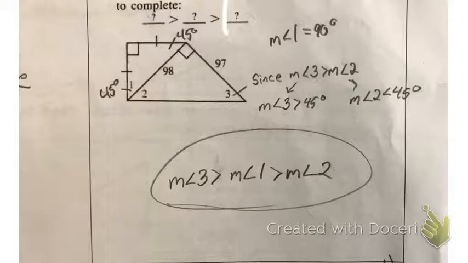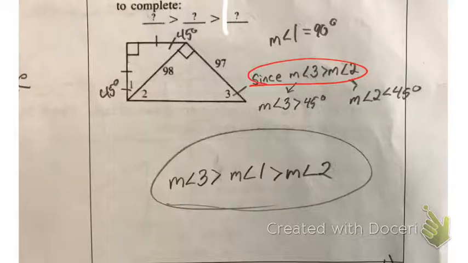So then we look at the fact that angle 3 has to be bigger than 98, right? And angle 3 has to be bigger than 2, because 98 is bigger than 97. You agree with that, right? So this statement must be true.